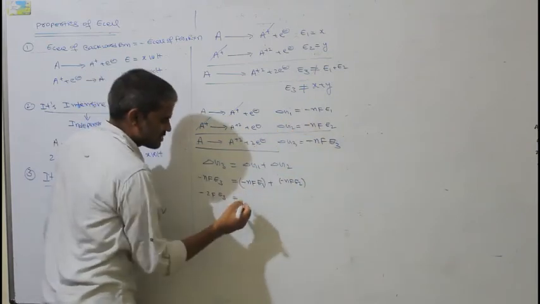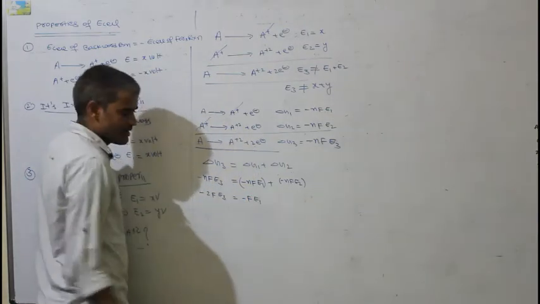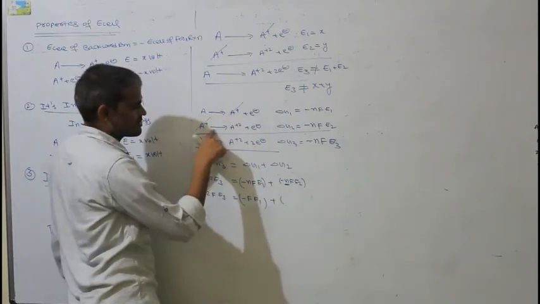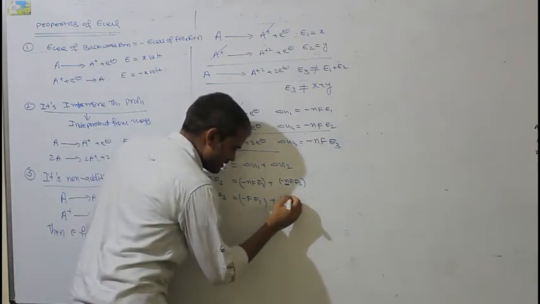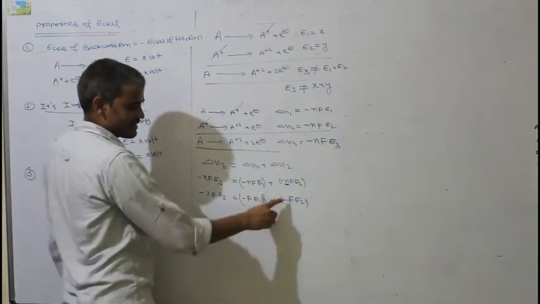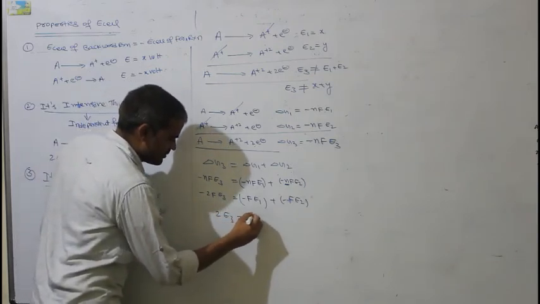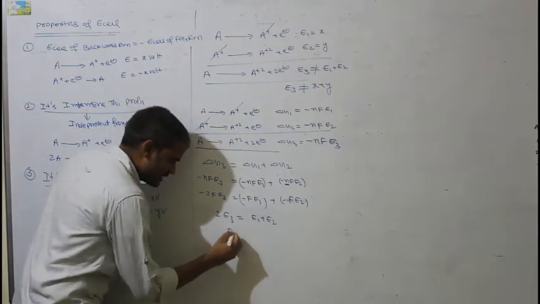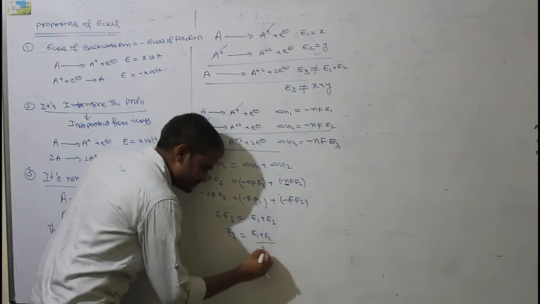ΔG1, where n is equal to 1. So it becomes minus F E1, plus, for the second step also, how many electrons are involved? One. So minus 1F E2. So cancelling minus F, it becomes 2E3 is equal to E1 plus E2. So E3 equals (E1 plus E2) by 2.